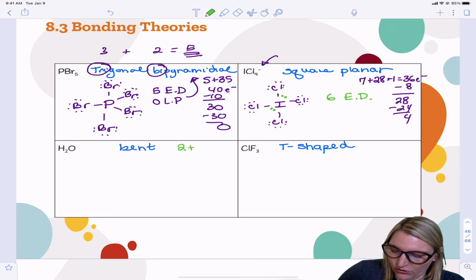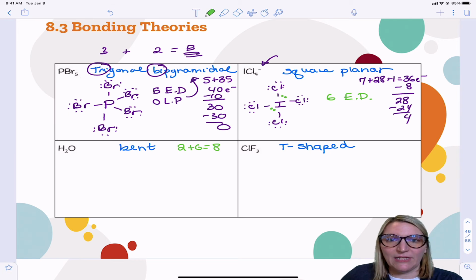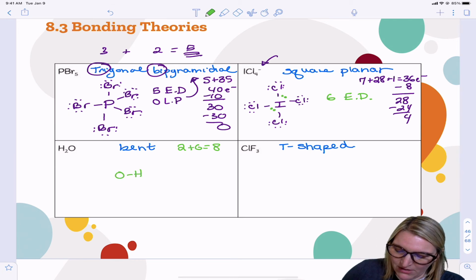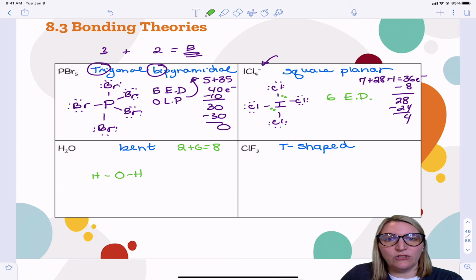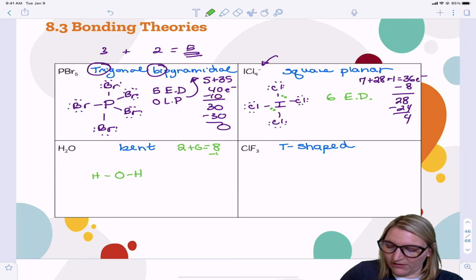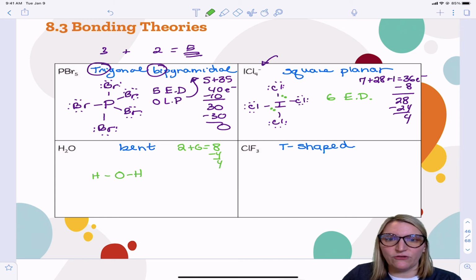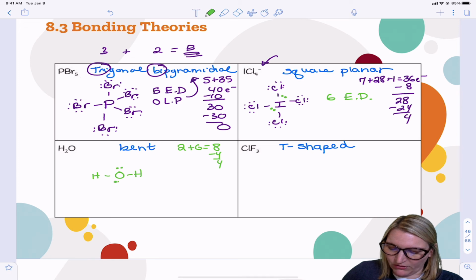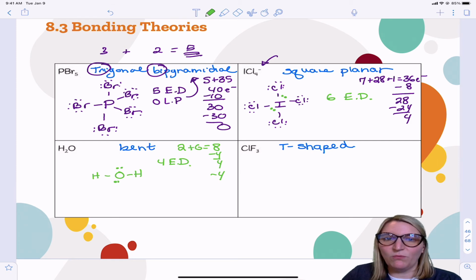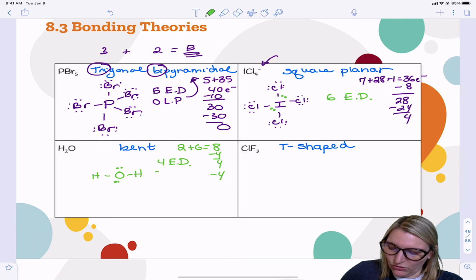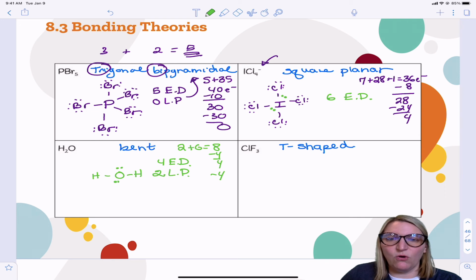Water. So 2 + 6 is 8 valence electrons. Oxygen in the middle. To the 2 hydrogen, 2 bonds, 4 electrons, gives me 4 left over. Hydrogen don't need any extra electrons, so I put them on the central atom. It has 4 electron domains. Bonds and lone pairs count as electron domains just the same. But two of them are lone pairs. So what is that scenario? That's bent.